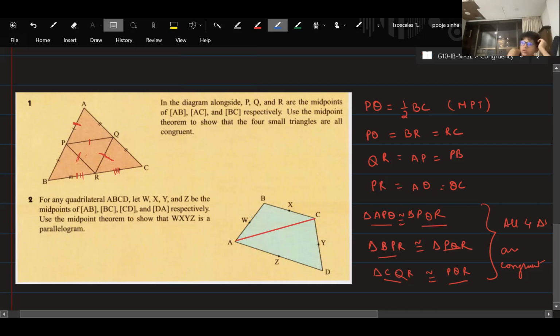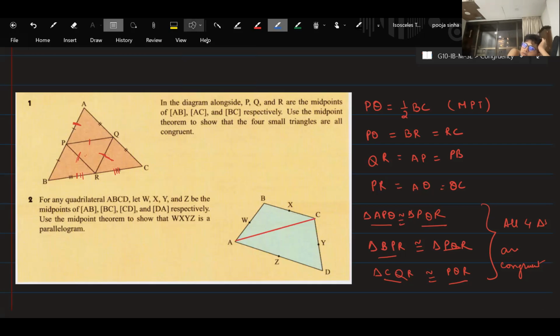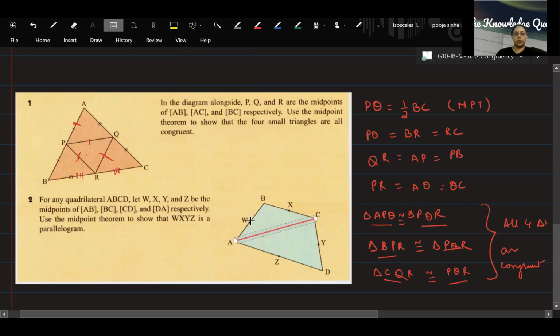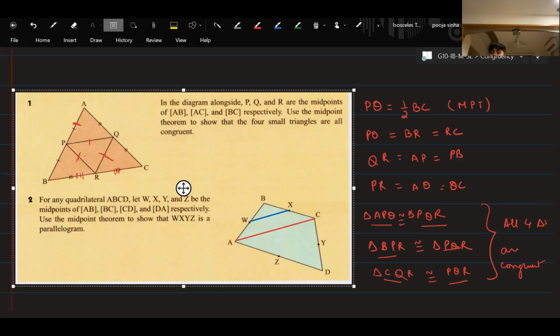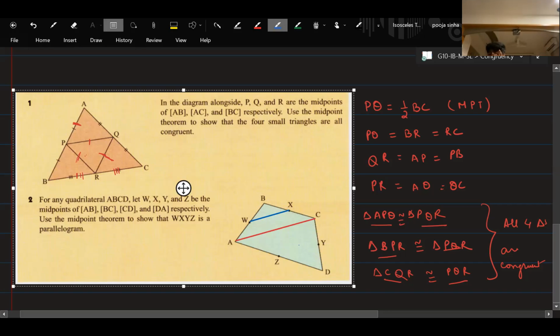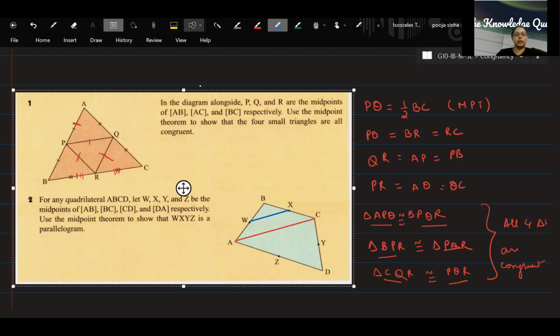Miss, should we not also join B and D? First let's do these two. Let's join this. Now tell me what will happen to WX? WX is parallel to AC and WX is equal to half of AC. Superb, very good. Now let's do the other one.